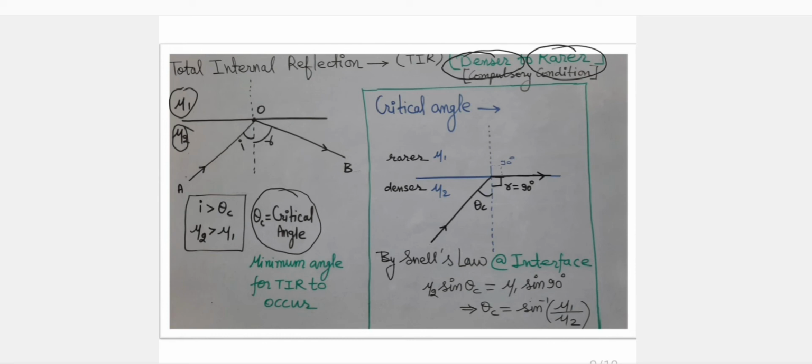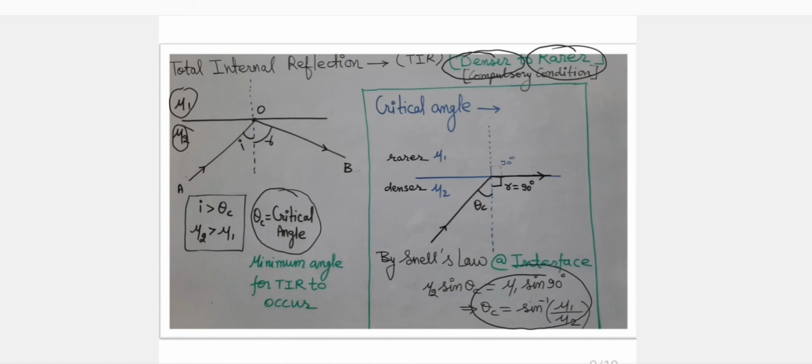The analysis of the critical angle is in the green color box I have given. When the light is traveling from denser to rarer medium, this is the limiting condition of the light ray: it grazes along the medium interface. So you can apply Snell's law over the interface: mu2 sine theta c equals mu1, and the refracted angle is 90 degrees. So you can consider mu1 sine 90 degrees. In that case you can easily find theta c.